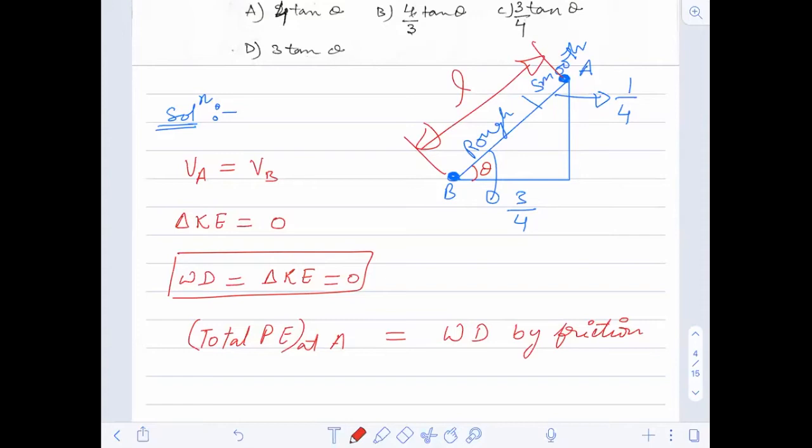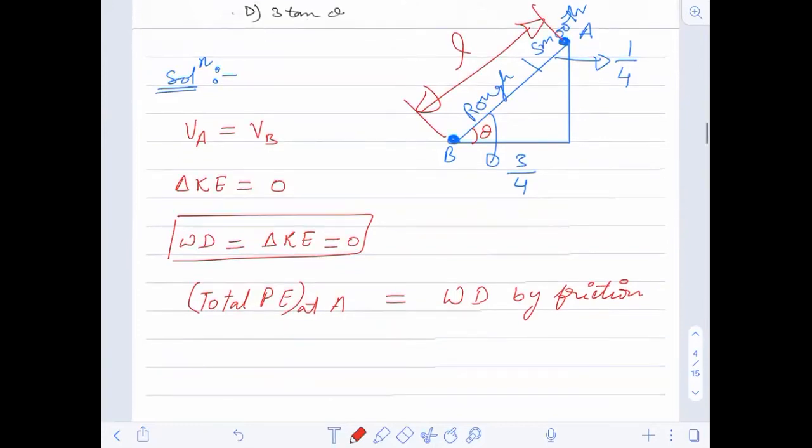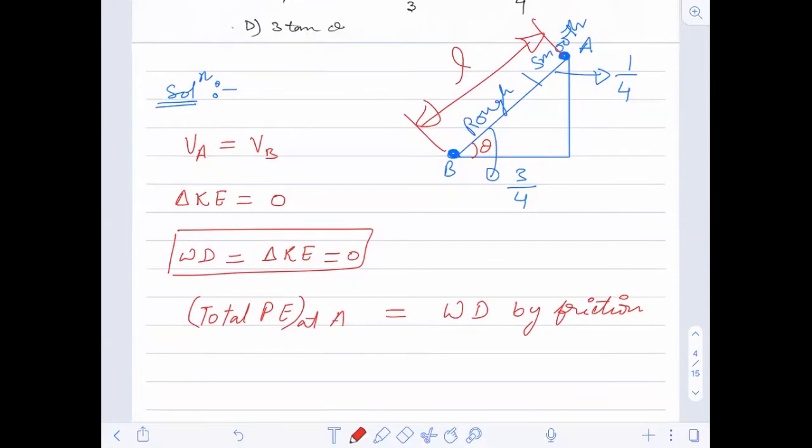Yes, what will be the total potential energy? mgl sine theta. I got the answer from Tarun. Good, correct. Arshada also, mgl sine theta. Good, correct. So total potential energy at point A will be mgl sine theta.